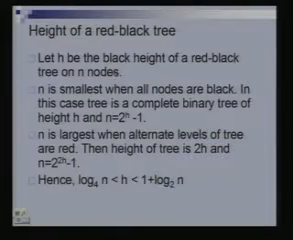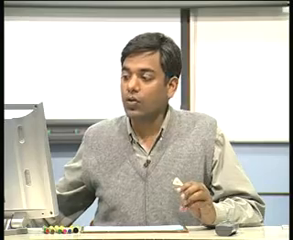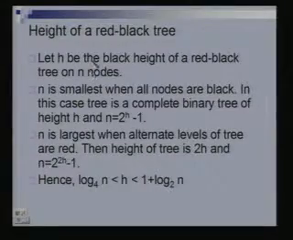Now, if you have everything black, then this becomes a complete binary tree of height h, because all the external nodes have to be at the same level now. If they have to be at the same level, then it becomes a complete binary tree of height h. If I have a complete binary tree of height h, then the number of nodes in the tree is 2 to the h minus 1. So, the smallest number of nodes possible in a red black tree of black height h is 2 to the h minus 1. When is the number of nodes the largest?